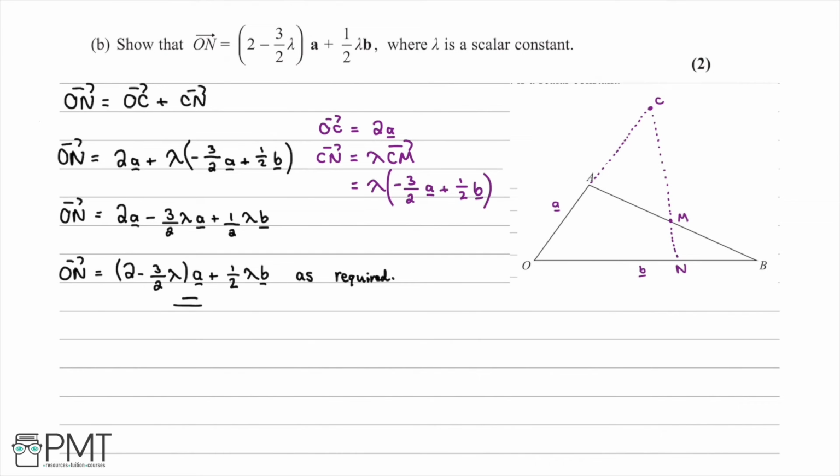This question is worth 2 marks. We achieve our first mark for introducing lambda at this stage here, where we said that CN was equal to lambda CM, and we receive our second mark for coming to the correct conclusion and stating that the vector ON is equal to 2 minus 3 over 2 lambda A plus 1/2 of lambda B.